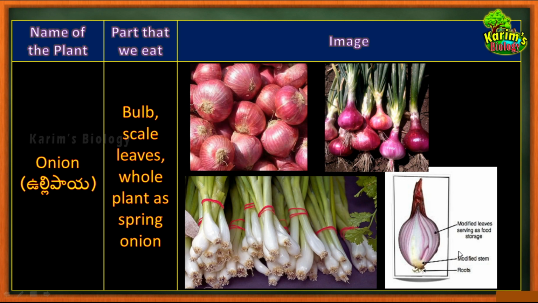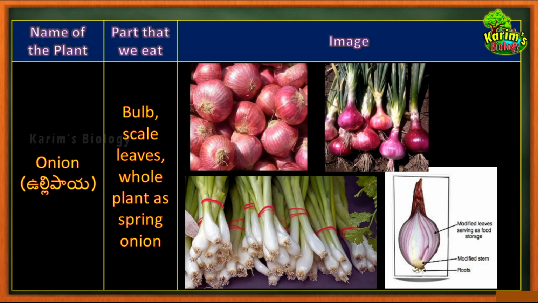In some cases, we can eat the entire onion plant in the form of spring onions. Okay, so these are spring onions, in which you can see this is a fleshy and tender onion and leaves are there. The entire spring onion can be used as an ingredient and it will be cut and cooked. Okay, so that's about onions, right? I hope that you understood.